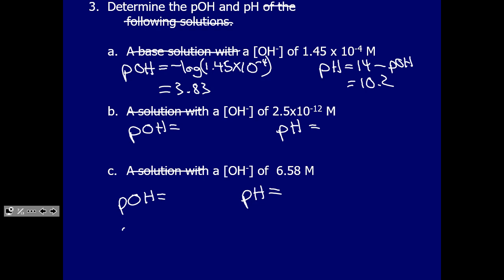I have 11.6, that's good. It's close to 12. 11.6. So what's the pH? 2.4. Beautiful. This is an acidic solution. There's not very much OH in it. What do we have for pOH and pH for C?